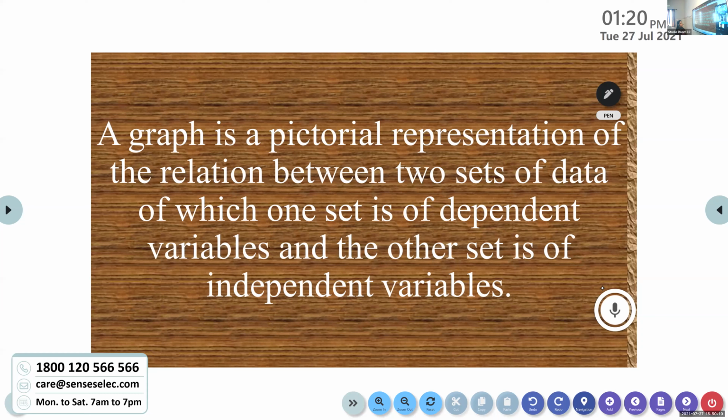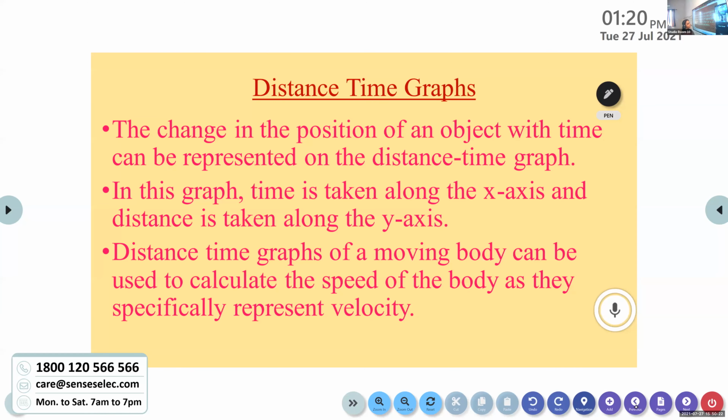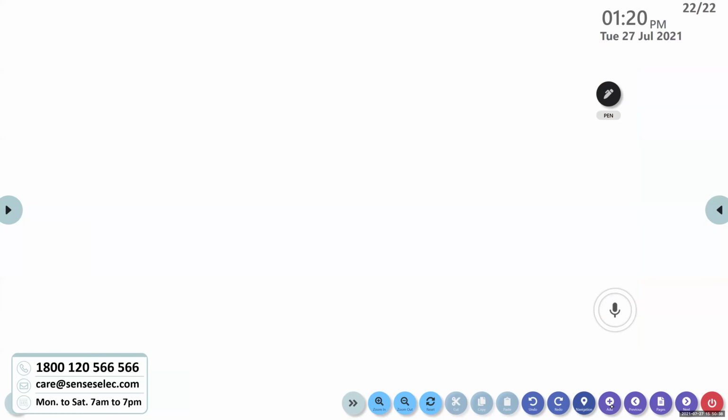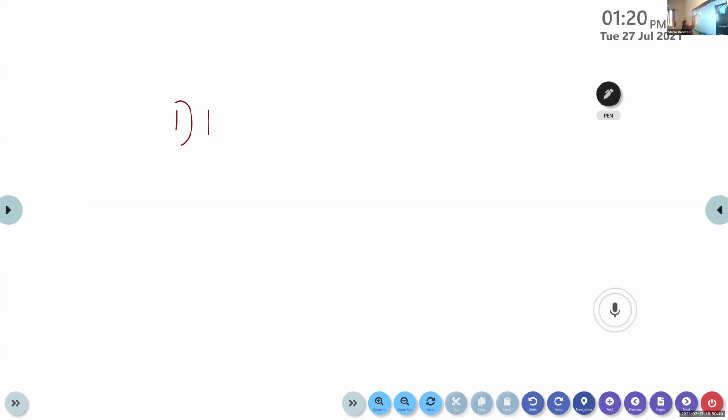A graph is a pictorial representation of the relation between two sets of data, of which one is a dependent variable and the other is an independent variable. And here we are going to discuss different types of graph. The first one is position time graph. Second one, velocity time graph. And the third one is acceleration time graph. So here we consider position time graph.